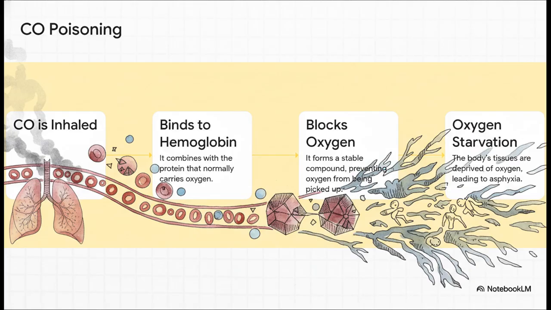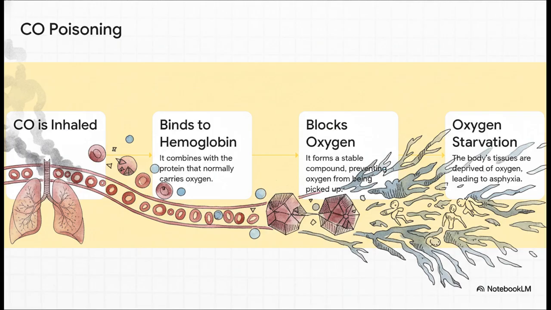When you inhale CO, it gets into your bloodstream and finds hemoglobin. That's the protein in your red blood cells that's supposed to be carrying oxygen all around your body. But here is the massive problem. Hemoglobin binds to carbon monoxide over 200 times stronger than it binds to oxygen. It forms this super stable compound that basically blocks the hemoglobin from ever picking up oxygen again.